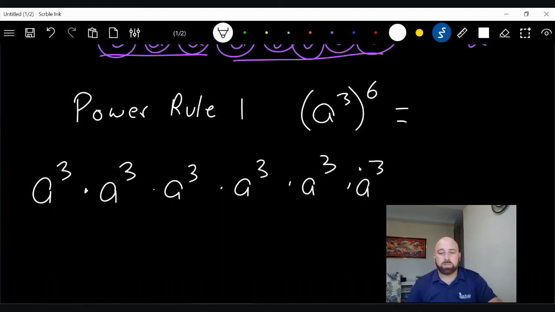I think that's 6 times. All right, that's what that means, because that is to the 6th. A cubed to the 6th. So now if you look at this, what would the answer be?